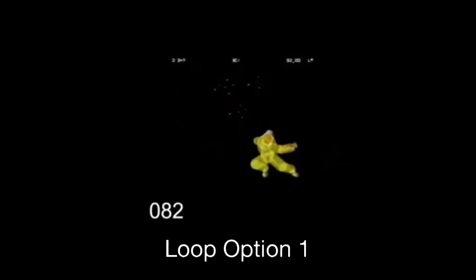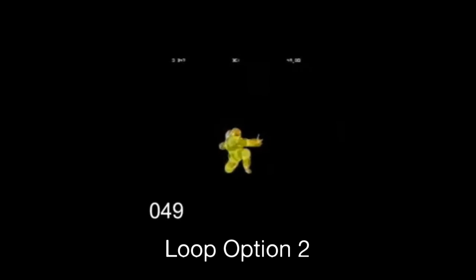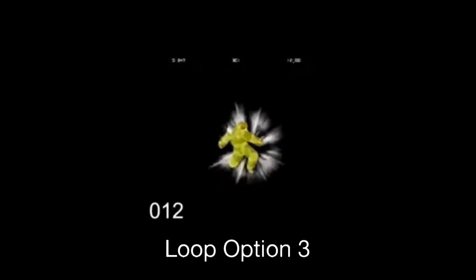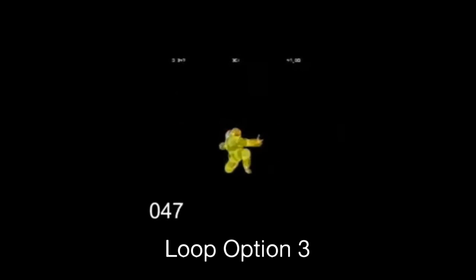There are 4 loop options for each texture animation. There is play the animation once, play the animation on loop, play the animation forwards then backwards once, and there's number 4, which is exactly like number 3 but it repeats.